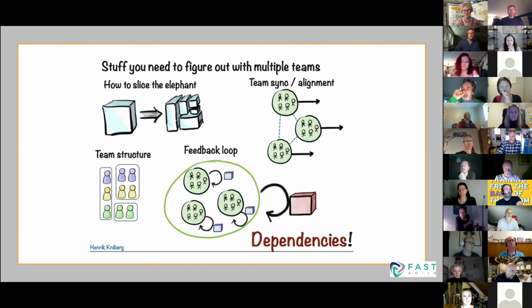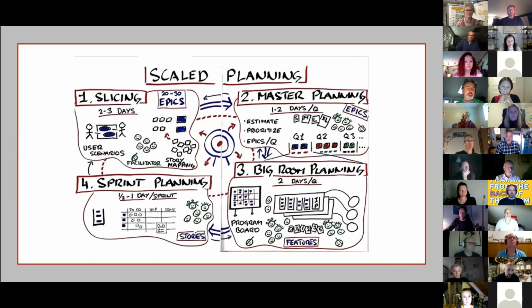So here's Hendrik Nieberg, stating the same things, stuff you need to figure out. So here's what we've done, and I'm glad that the title of this group is around complexity. So I'm hoping that most people understand complexity, what I mean by complex and complicated.